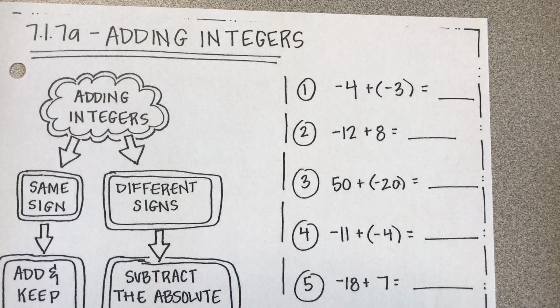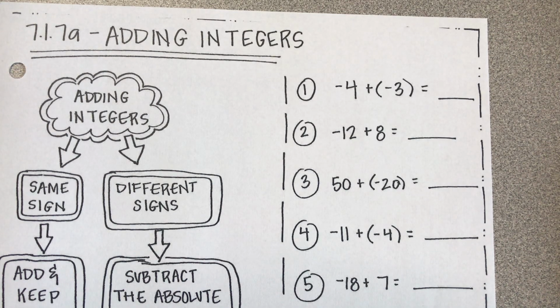The song is sung to the tune of Row, Row, Row Your Boat, and it goes, same sign, add and keep, different sign, subtract. Keep the sign of the bigger number, then you'll be exact. Same sign, add and keep, different sign, subtract. Keep the sign of the bigger number, then you'll be exact.